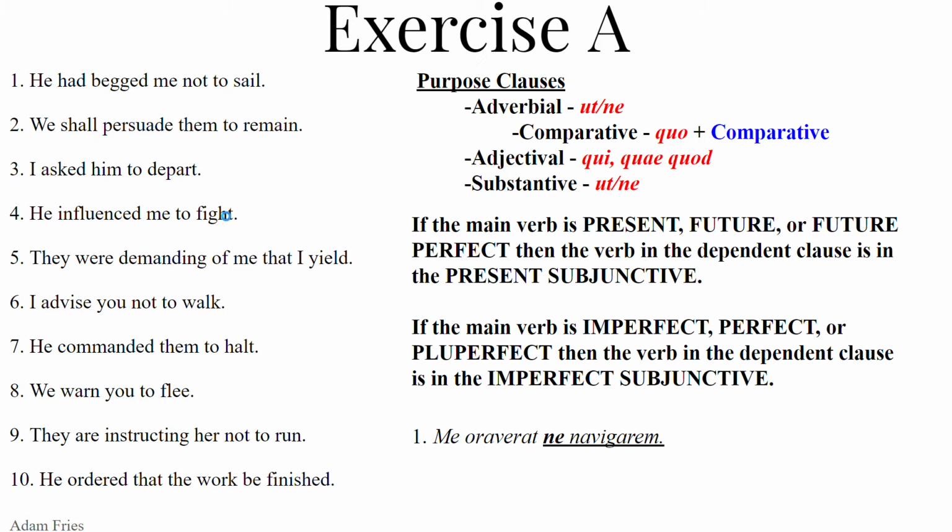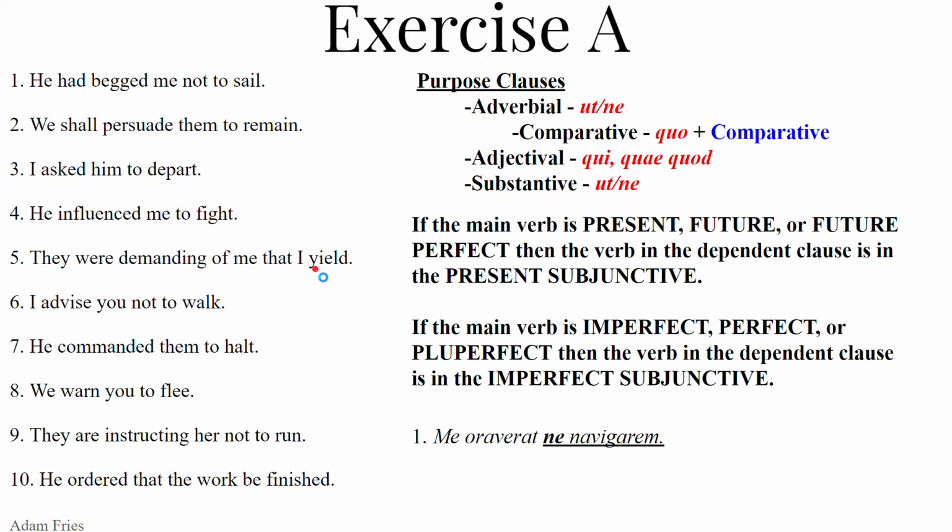Quinta, sententia quinta. They were demanding of me that I yield. To demand of someone is postulo, postulare, postulavi, postulatus. It takes a plus the ablative to demand of someone, so that I might yield, because this is secondary sequence. They were demanding, imperfect tense. They were demanding of me. So postulabant, postulabant me, postulabant, so that I might yield.